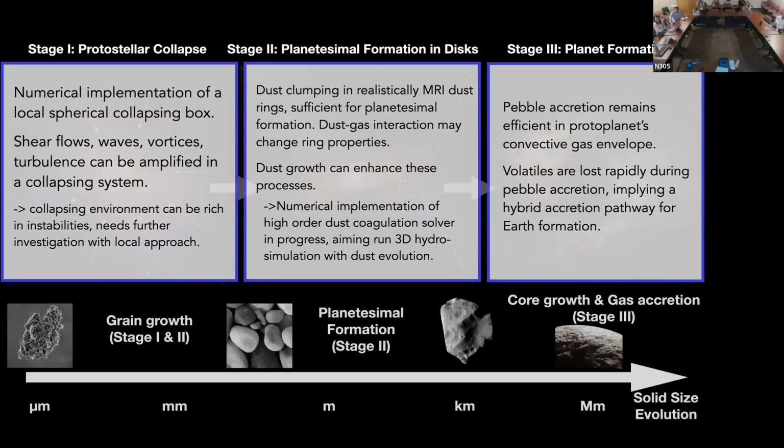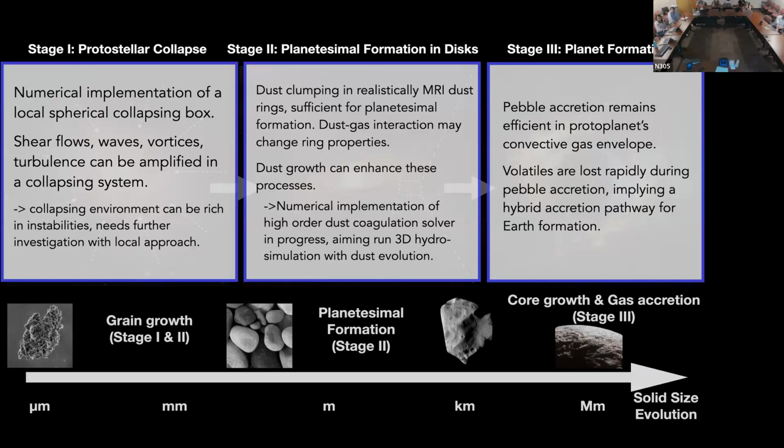So in my talk, I didn't cover stage 1, but stage 2, I was talking about how dust clumping in realistically MRI turbulent dust rings can be sufficient for planetesimal formation. I also talked about how dust and gas interaction can change the ring properties. And I talked about how dust growth can even enhance this whole process and can maybe solve the problem where the Stokes number in the rings is too small for the streaming instability to clump.